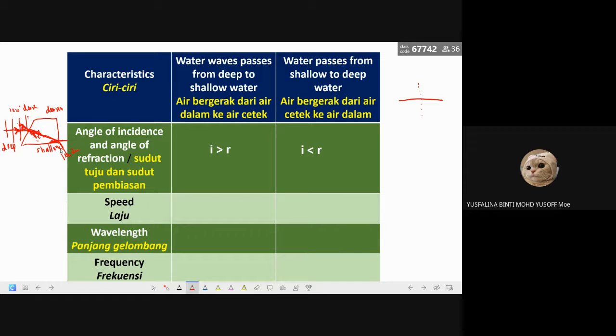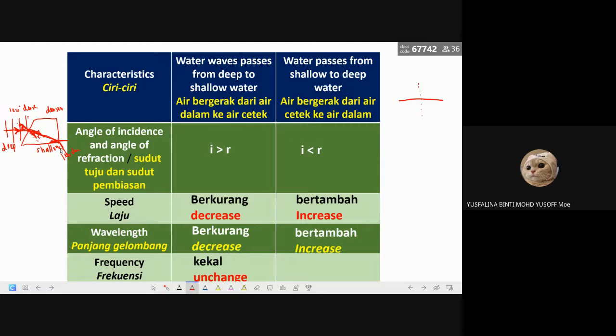So how about the speed? For the speed, it will decrease. The wavelength will also decrease, because the speed is related to the wavelength. Since the wavelength is decreasing, the speed also decreases, and the frequency will be constant, or unchanged. But when the water travels from the shallow to deep area, the speed will increase because the wavelength increases, but the frequency will remain constant, unchanged.